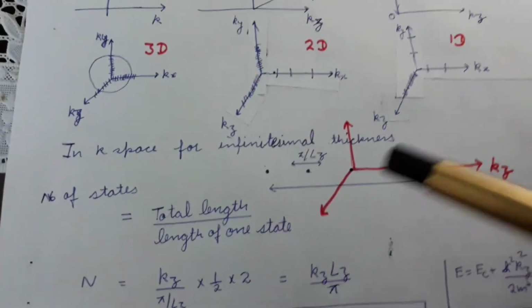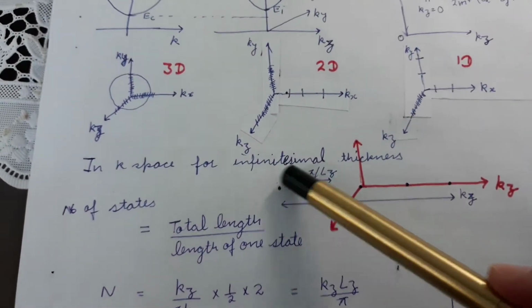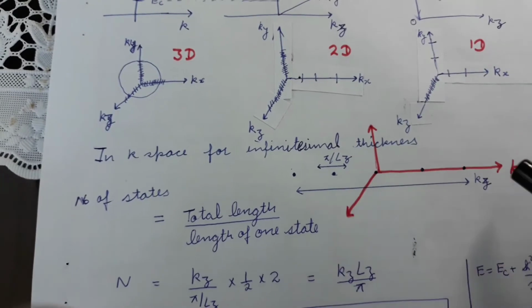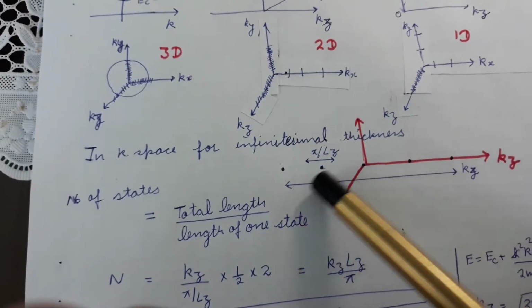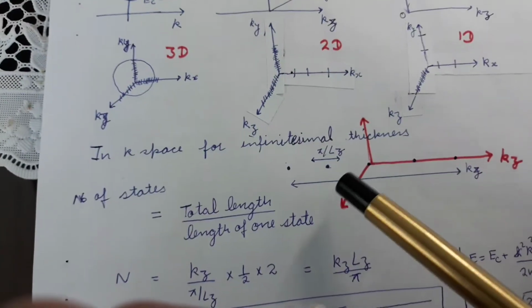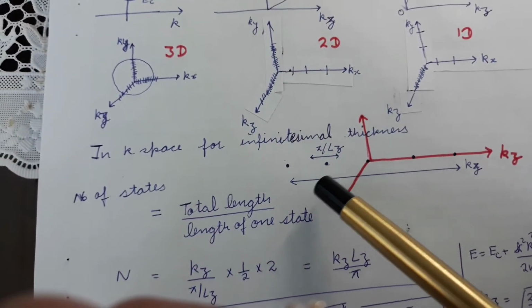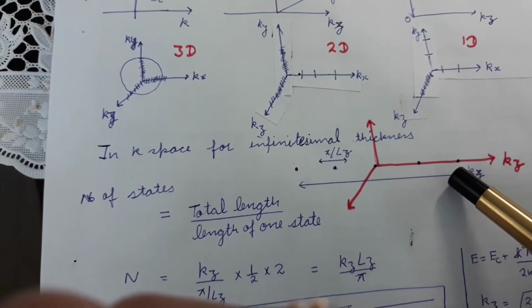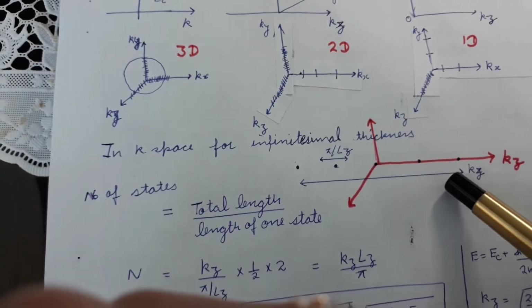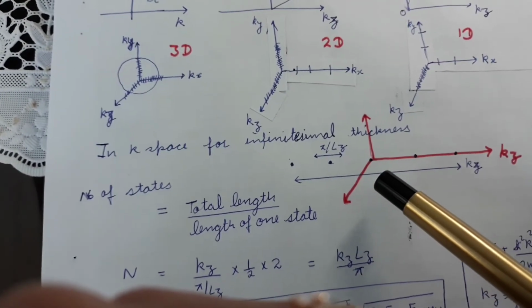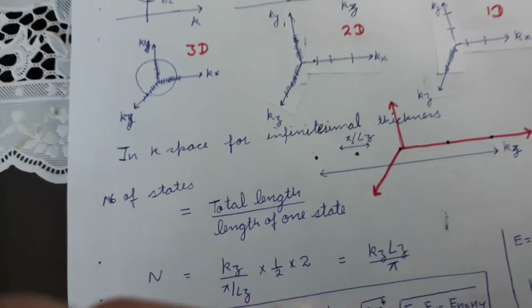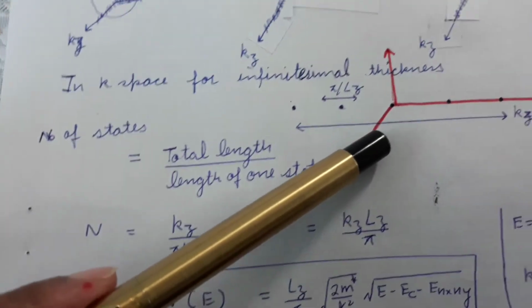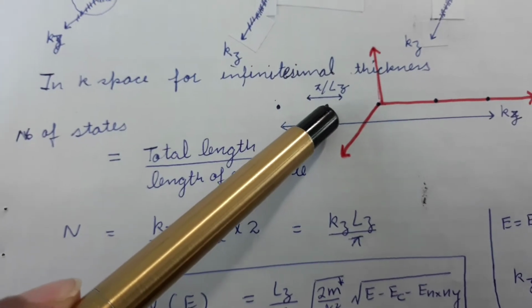So it means that in the k space, we are just taking an infinitesimally thick material, where you'll just have a line of k points in the z direction, while half of the points will be in the negative axis and half of it will be in the positive axis. So if we have to find the total number of states, what we can do is we can have the length of the entire k space with the maximum kz value corresponding to the maximum energy permissible. So the total length in this case will be kz, and the length of one state will be pi upon Lz.